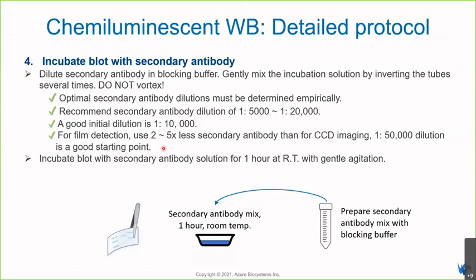Same as the primary antibody that we talked about just now, if you're using film detection for your chemi-Westerns, use 5 times less secondary antibody than what you use in CCD imaging. A good starting point will be 1 in 50,000 dilution. After you prepare the secondary antibody mixed with the blocking buffer, put it in a clean tray, and transfer the membrane to this tray, where it should be incubated for 1 hour at room temperature with gentle agitation.